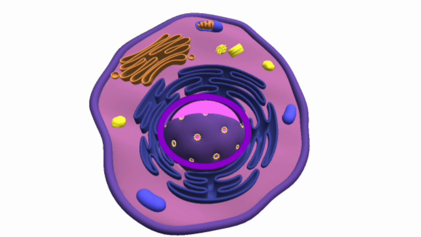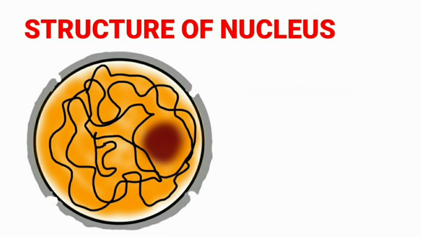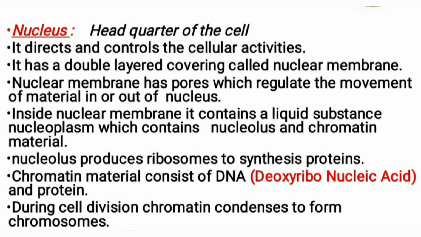Let's take a look at the very important part of the cell. What is it? Yes, it is the nucleus. Nucleus is the headquarters of the cell, or the control center, or the brain of the cell. Why is it the brain of the cell? Because it controls and regulates all the activities of the cell: the growth, metabolism, division, hereditary information, variations, etc.